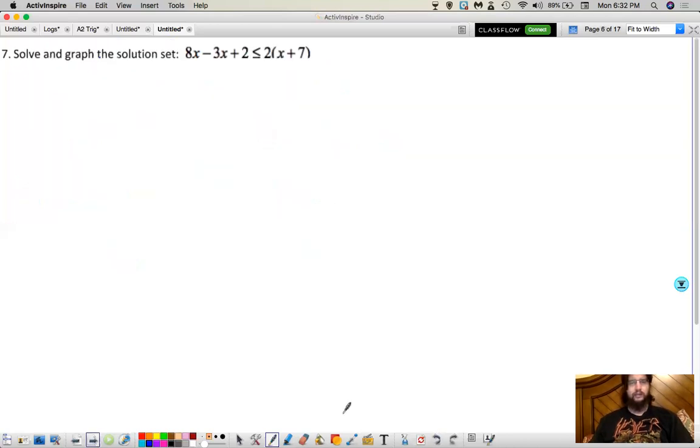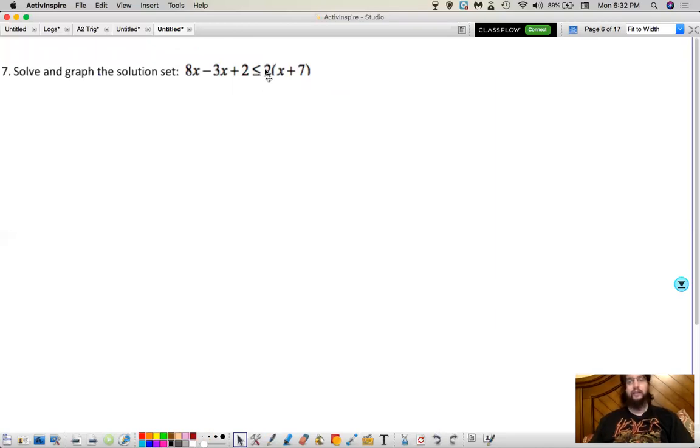Let's take a look at this one. It's an absolute value, or sorry, it's a linear inequality. So solve it just like you do an equation. Combine like terms, go ahead and do that. 5x plus 2, less than or equal to, distribute that 2.